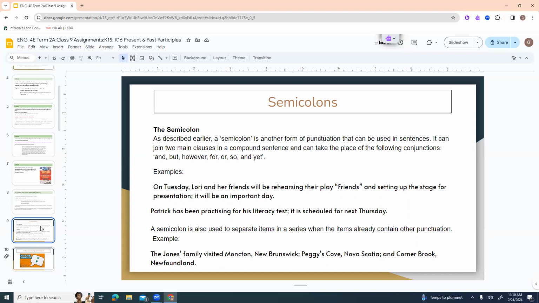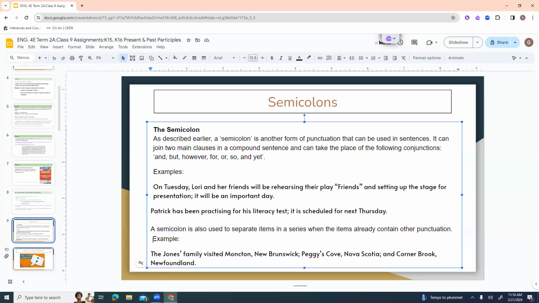A semicolon is also used to separate items in a series when the items already contain other punctuation. You'll see this with place names. I'm just going to kind of add that here. Place names. You'll also see it with dates or sometimes really complicated phrases.